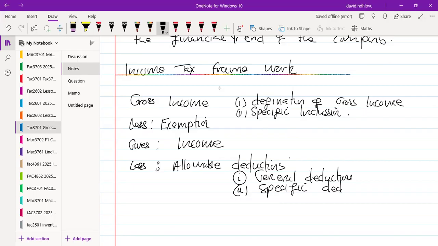So with the general deductions, we have something called the general deductions formula. It is defined in the Act. Any expense that satisfies the definition of the general deductions formula will be included as part of the general deductions. But there are other expenses which don't satisfy the general deductions formula. Some of those expenses are specified in the Act to say, even though these expenses don't meet the definition of the general deductions, you can still deduct them. So it's a list provided by SARS in terms of the Income Tax Act.